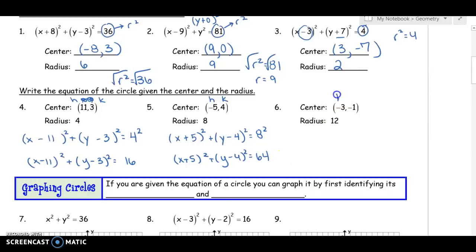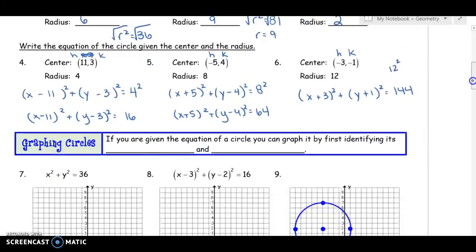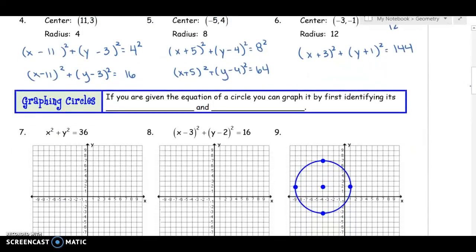All right, and same with the last one. You've got h and k. H goes with the x, you'll do the opposite. So instead of a negative, you'll put a plus 3. And instead of negative 1, you'll do the opposite. It'll be plus 1. And then equals radius squared. You can do 12 squared or 144. Either way works.